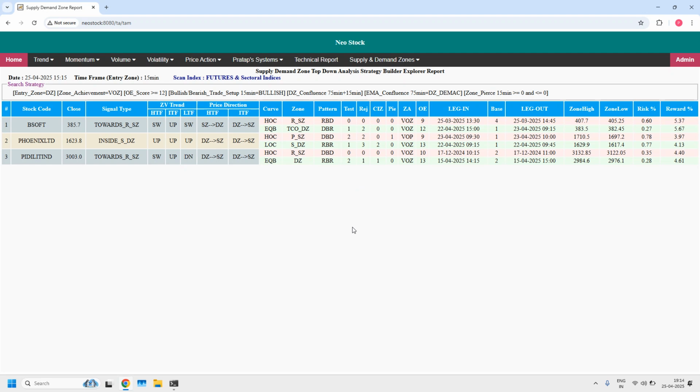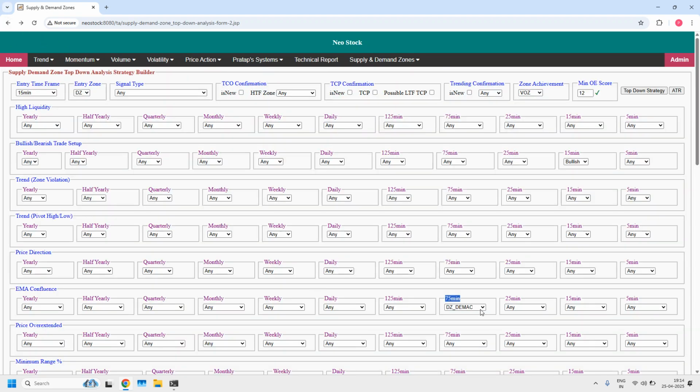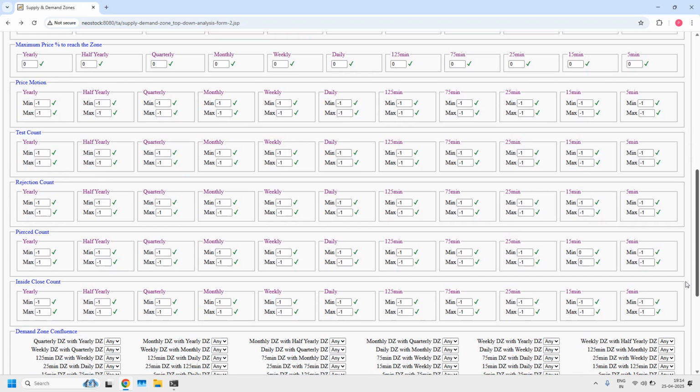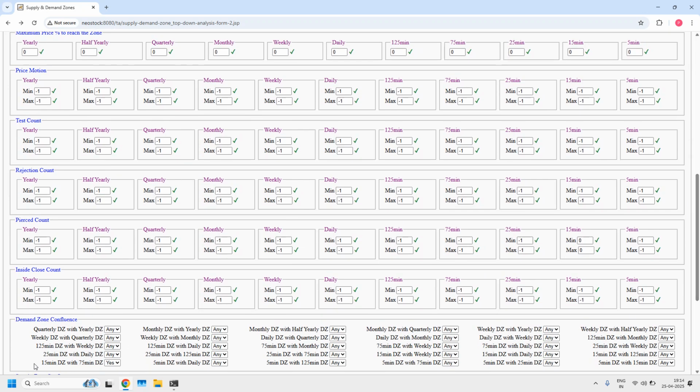Okay, this is based on ITF confluence. Next we will look into HTF also: LTF, ITF, HTF demand zone confluence. So I am going back and removing this EMA filter. Next, in the demand zone confluence, we have to set 3 filters. First filter is already enabled. Next, 15-minute with daily demand zone confluence. Then 75-minute demand zone with daily demand zone confluence.